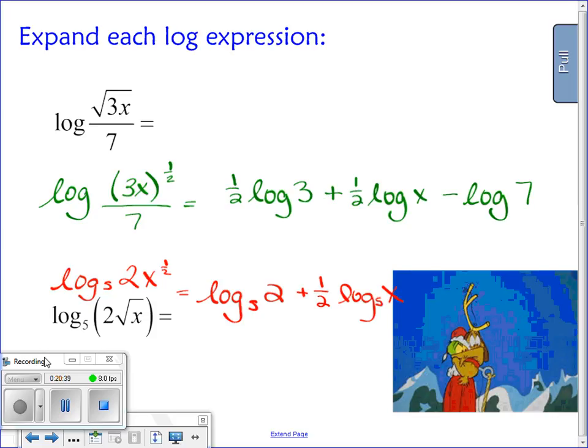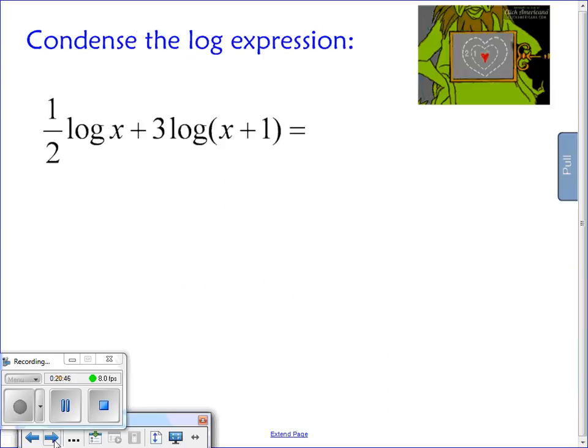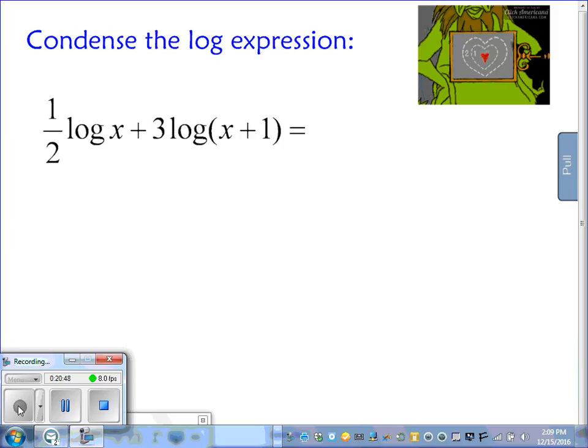Bree, okay? All right, guys. So condense the log expression. If it wants you to condense it, how many logs should you have? 1, 2, 3, 4. You should have 1 at the end. I'm condensing it all the way back down.